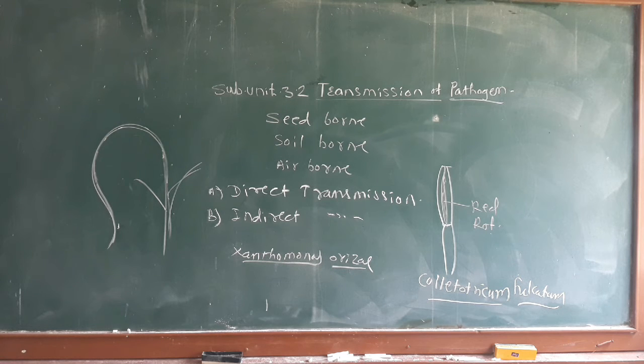Then smut spores like grain smut of jowar are also transmitted through the seeds, and it is caused by the fungus Sphacelotheca sorghi. Then the disease is also soil borne. Here the pathogens like bacteria, fungi, and viruses are transmitted through the soil.